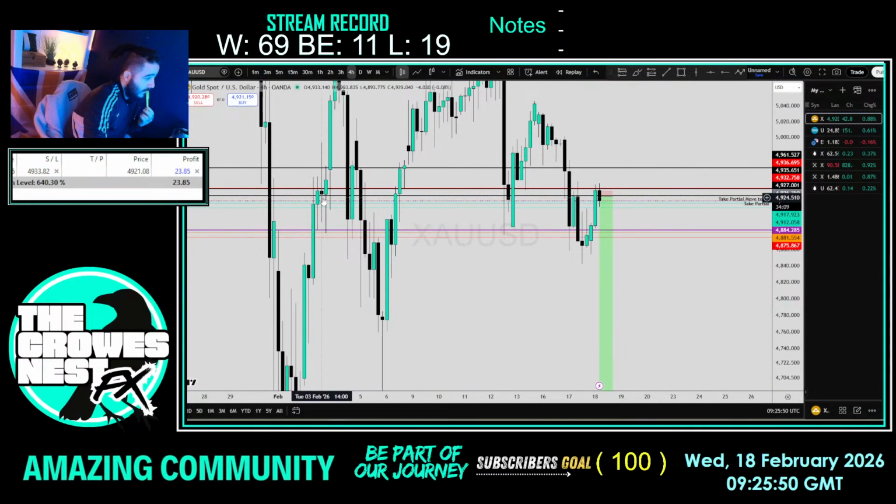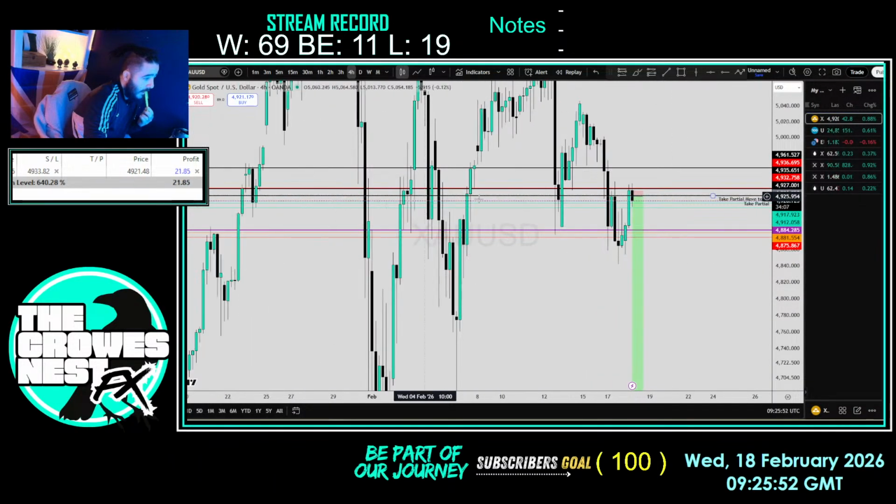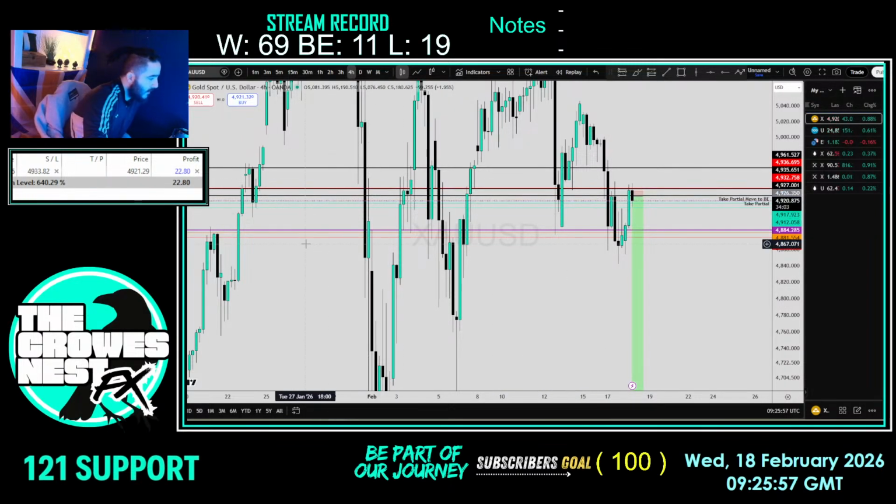Potentially. 4 closed back below here. The range on the 4. Oh, wait there though, because what is this here? Why is this close like that?